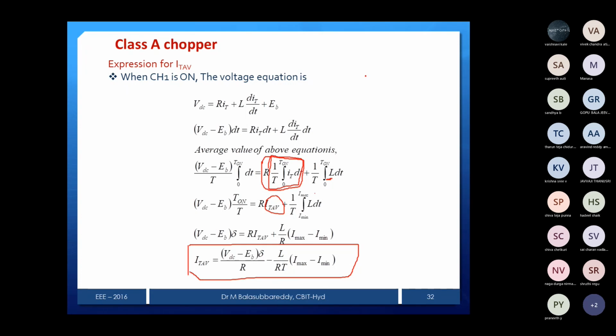Now I want the output average current. So now I know IT average. In a similar fashion you find IDF average. You can add these two, and we'll get this one.